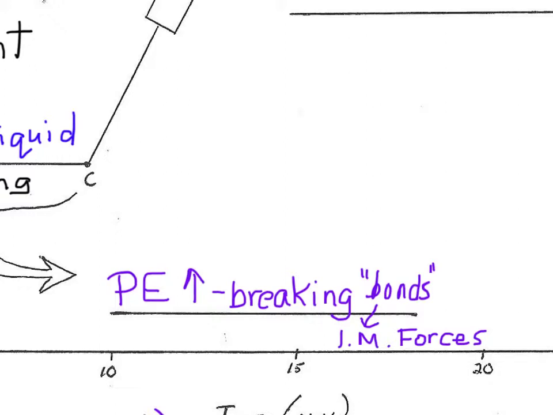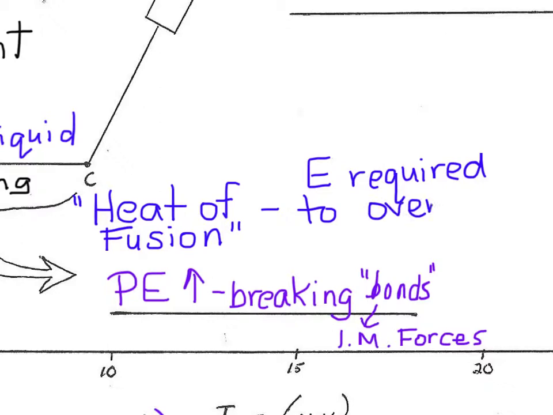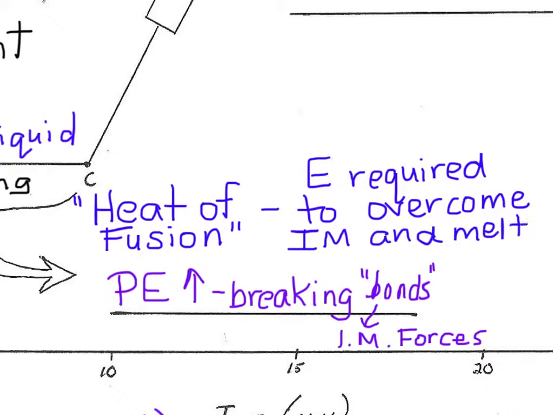We can give the amount of energy needed to cause this change a name, and that is called the heat of fusion. The heat of fusion is the amount of energy required to overcome the intermolecular forces and melt the solid.